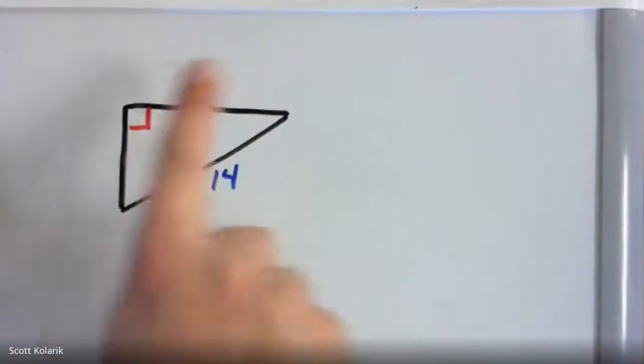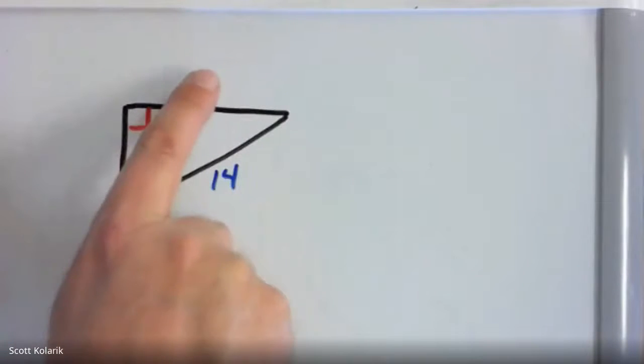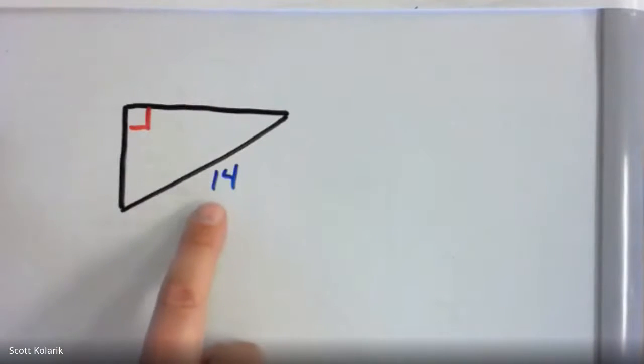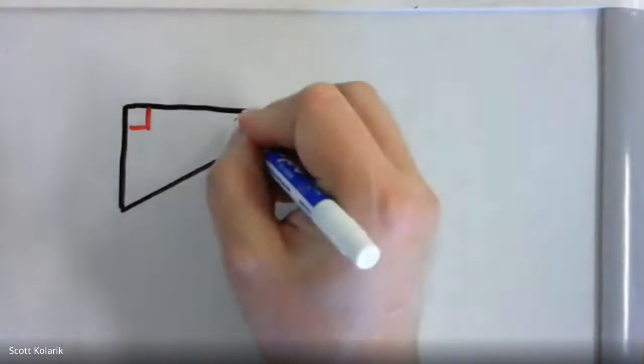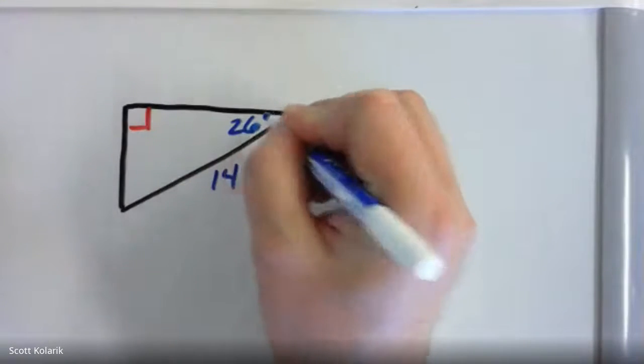Of these three side lengths, whatever these two side lengths turn out to be, they need to be smaller than this 14. That'll be a nice little sanity check for us as we get through our answers. Okay, so this should be the longest, the largest of the three numbers. And then we are given this angle here. We're told that this one's 26 degrees.